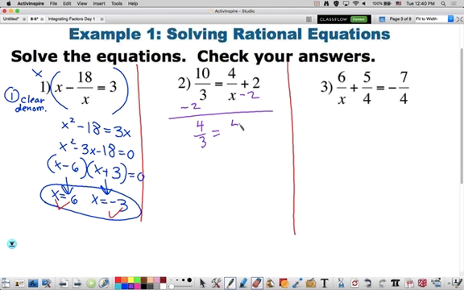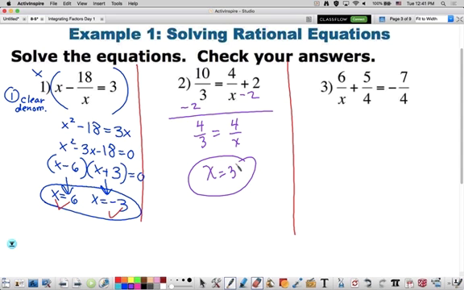This is a proportion. 4 compared to 3 is equal to 4. Oops, I gave away the answer. 4 compared to 3 is equal to 4 compared to x. So what does x have to be? It has to be 3. There's only one choice, right? X has to be 3. So I don't even have to do any extra work. You could have done cross multiply and solve, but this one was already shown right in your face.